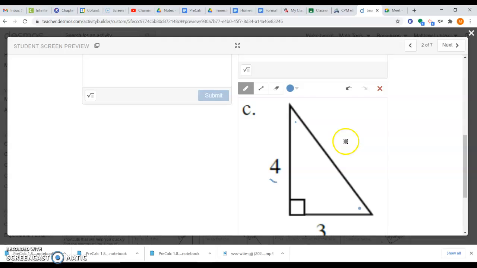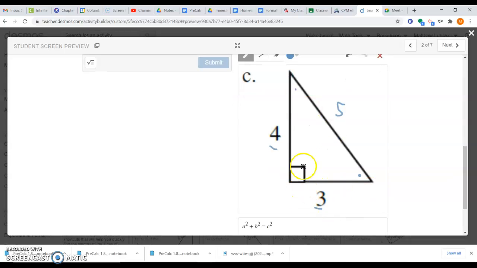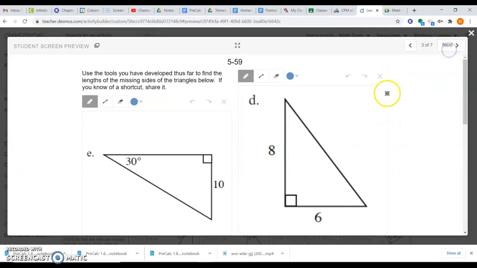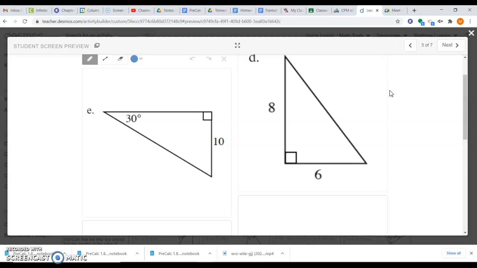And here is the first experience with what is called a Pythagorean triple. My definition of a Pythagorean triple is when you can use the Pythagorean theorem and come out with 3 whole numbers. All right, so a right triangle with 3 whole numbers is a Pythagorean triple.